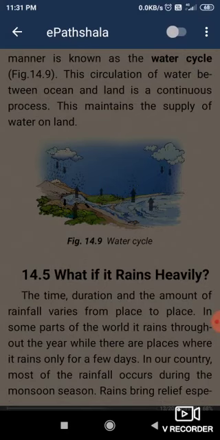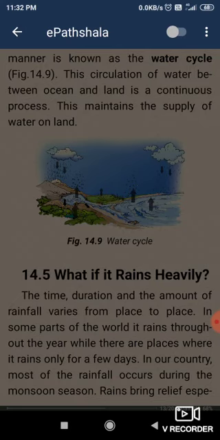What if it rains heavily? The time duration and the amount of rainfall varies from place to place. In some parts of the world, it rains throughout the year, while there are places where it rains only for a few days. In our country, most of the rainfall occurs during the monsoon season. Rains bring relief, especially after hot summer days. The sowing of many crops depends on the arrival of monsoon.